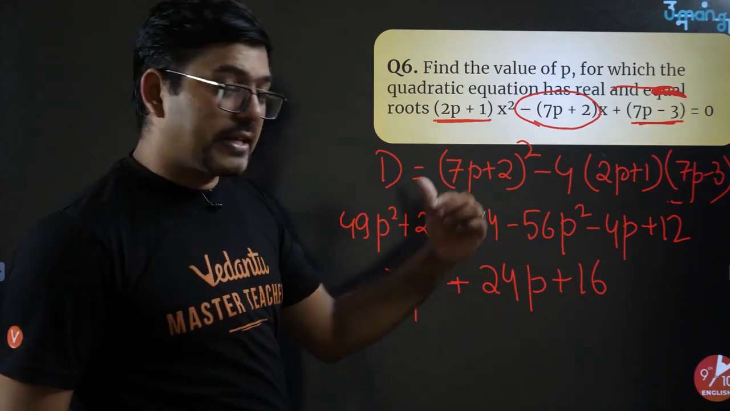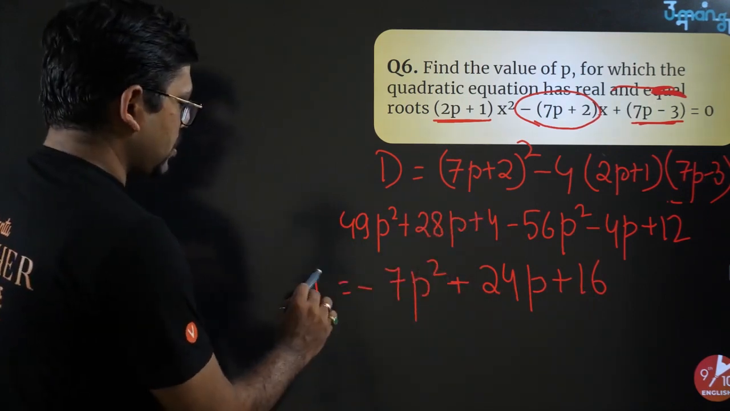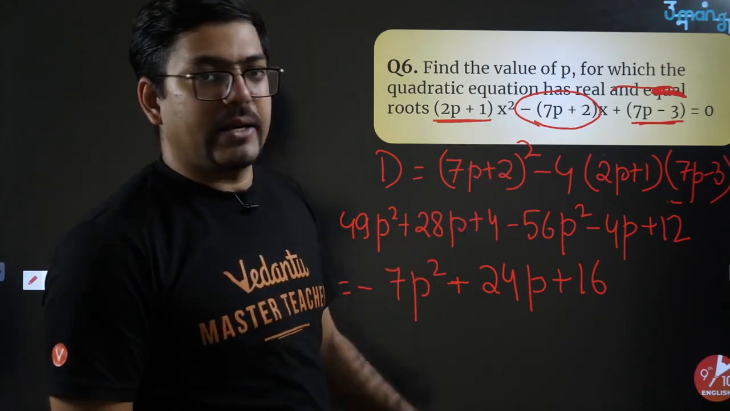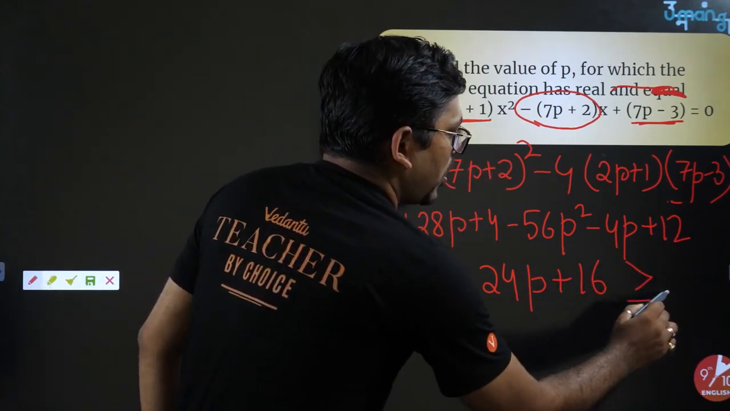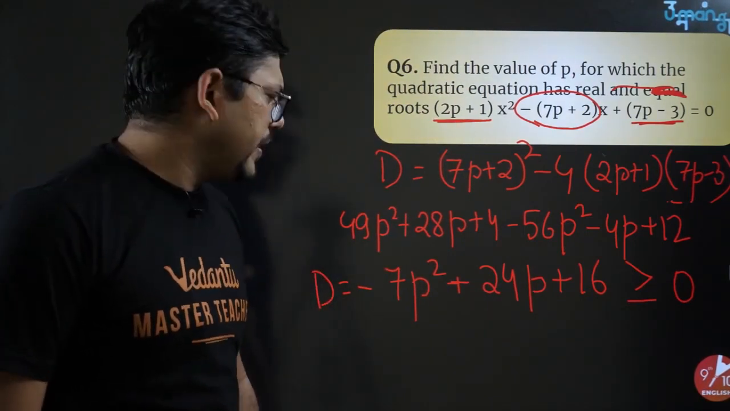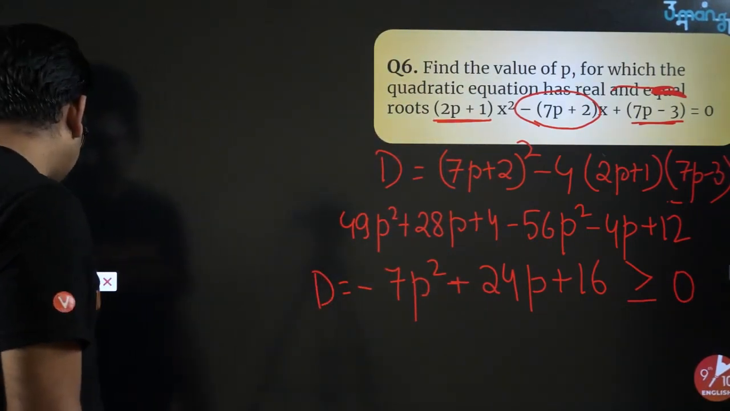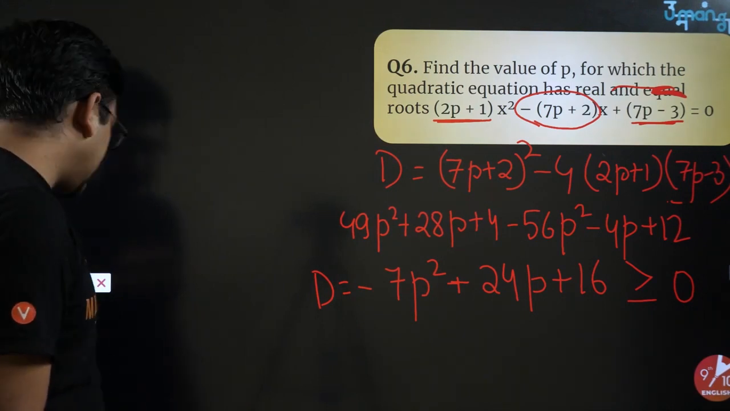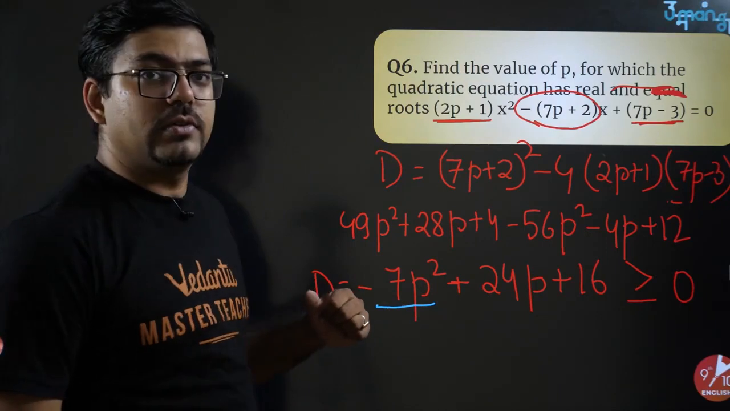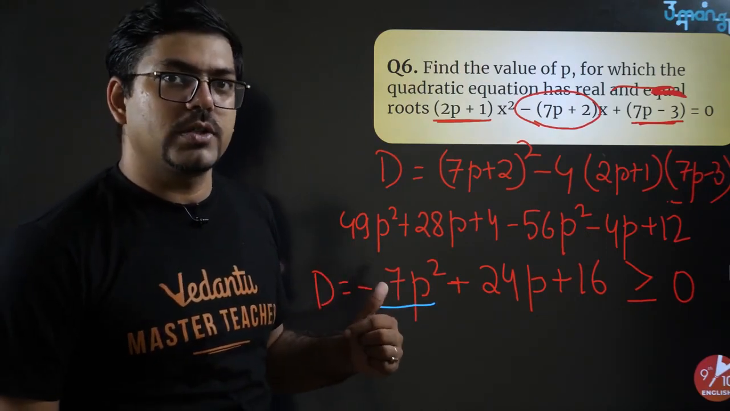This is the value of the discriminant which you have got, and we just now saw that this discriminant should be greater than or equal to 0. Okay? Yeah, that's great. But there is a problem. What is the problem? The problem is that actually we have got the first term as negative. And we have never solved such a quadratic equation, isn't it?